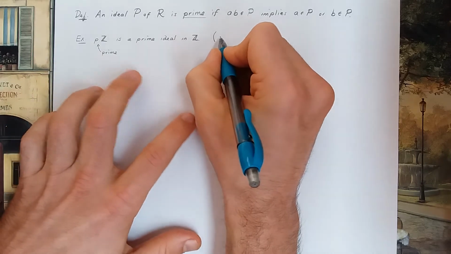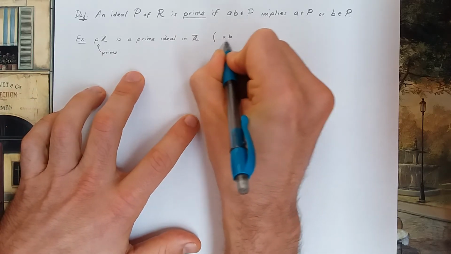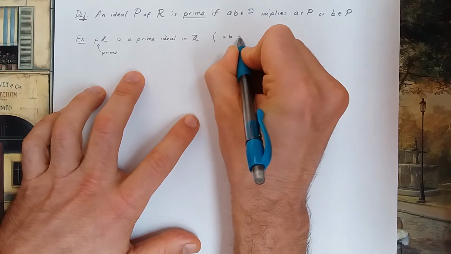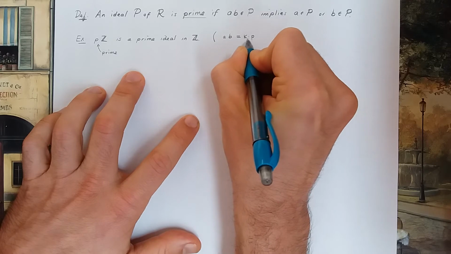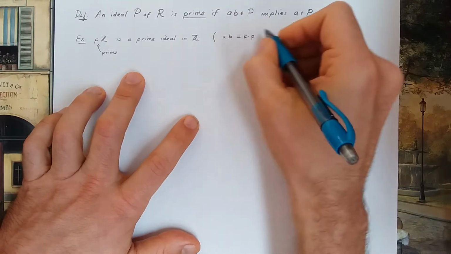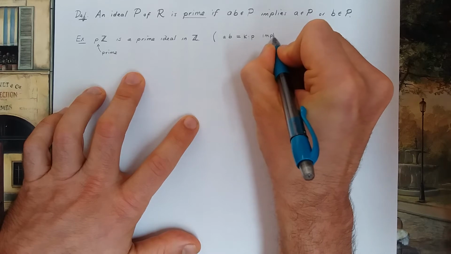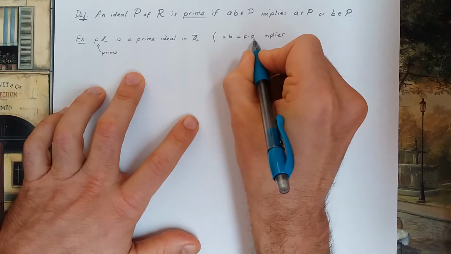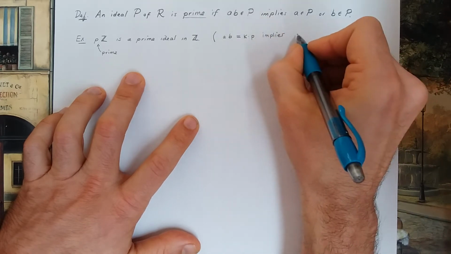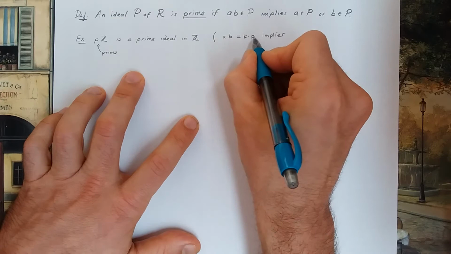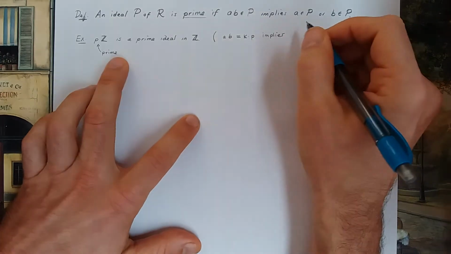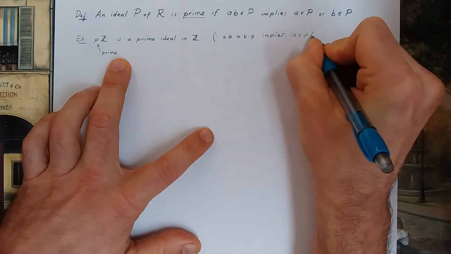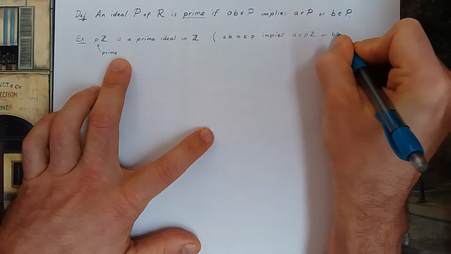Well, if you take two integers a and b, you multiply them, and you get a multiple of a prime, the only way that can happen is if either a is divisible by P or b is divisible by P. So if you multiply two integers and end up with a multiple of a prime, then that means that either a is a multiple of the prime or b is.